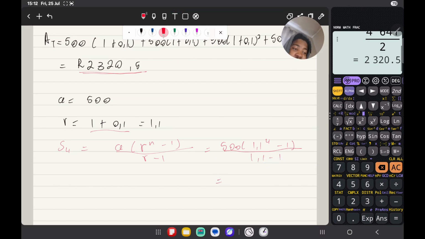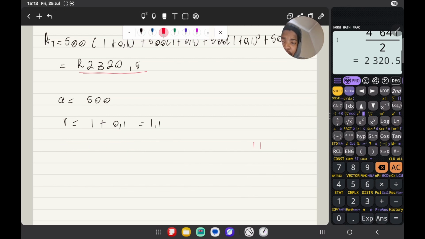So we put this in a calculator. Look at the value we got last time. We put this in a calculator: 500, 1.1 to the power of 4 minus 1, over 1.1 minus 1, and we're getting exactly 2,320.50. This is exactly the value we got last time we did the working. So now let's delete this.